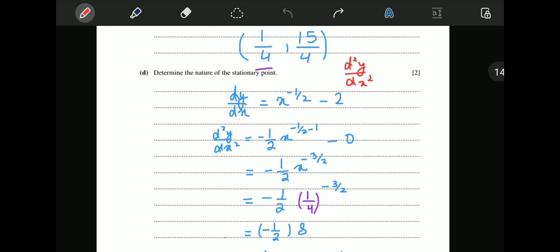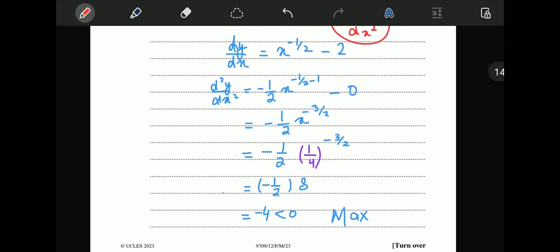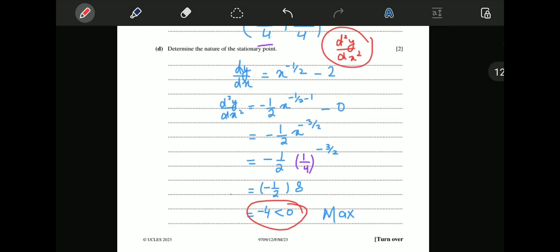stationary point. So we know that we have to find d square y over dx square, the double derivative, y double prime. After finding y double prime, if we get a positive number then it is a minimum, and if we get a negative number, that means we have a maximum. The nature of the stationary point is maximum.